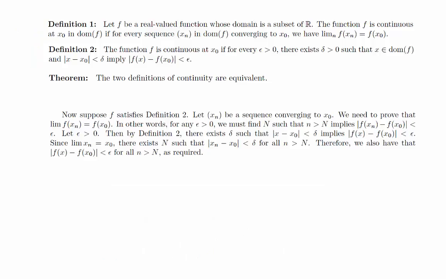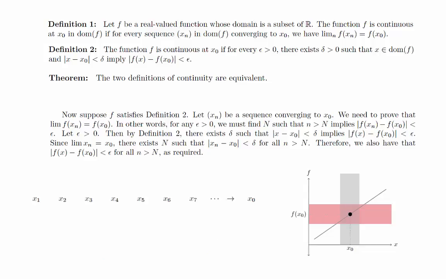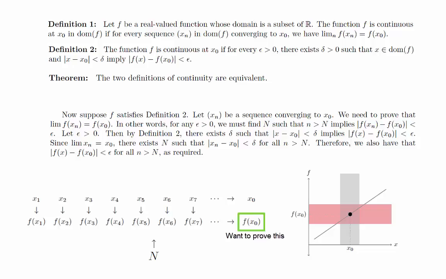Now suppose f satisfies definition 2. Let x sub n be a sequence converging to x0. We need to prove that the limit of f of x sub n is equal to f of x0. In other words, for any epsilon greater than 0, we must find a capital N such that little n greater than capital N implies the absolute value of f of x sub n minus f of x0 is less than epsilon. So let epsilon be greater than 0.